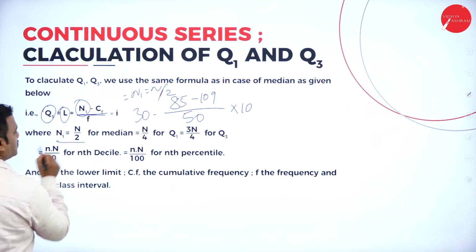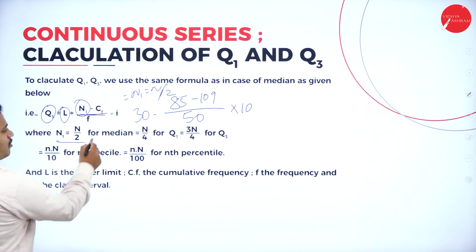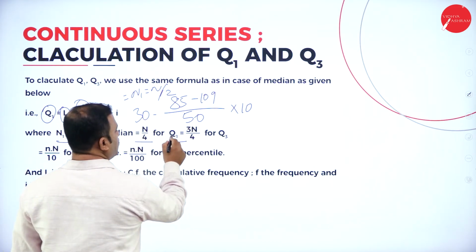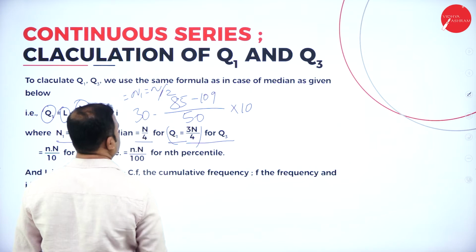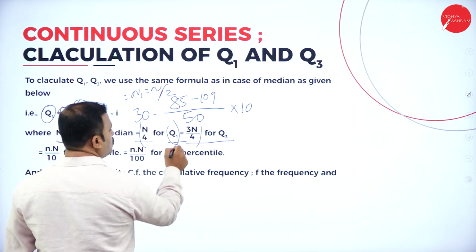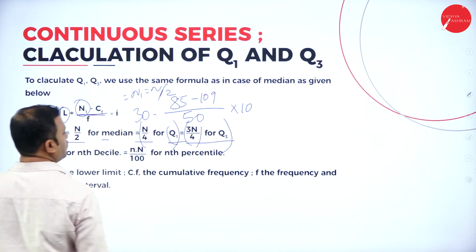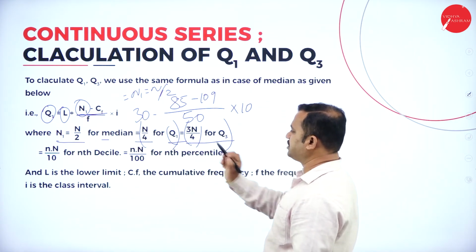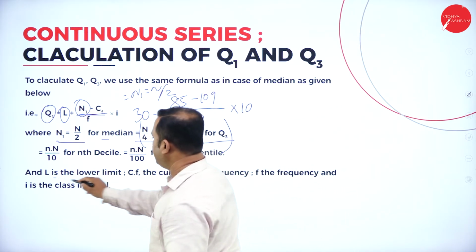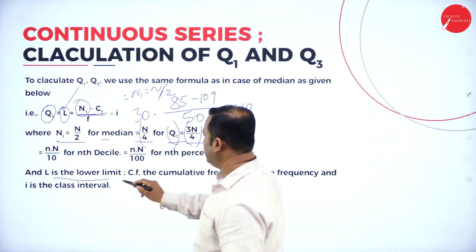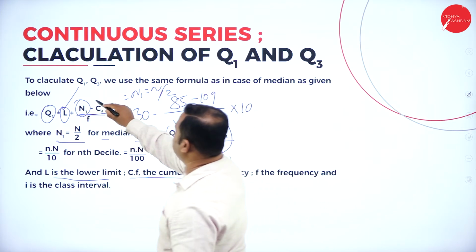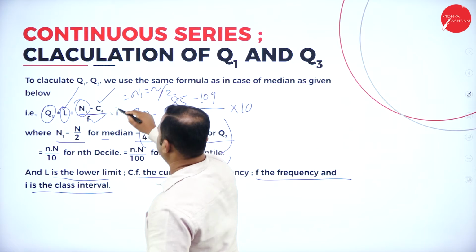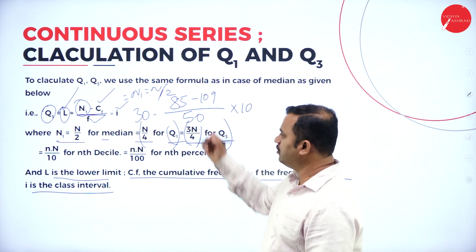Please see to it here where N1 is equal to N by 2 for median, N by 4 for Q1, and 3N by 4 for Q3. We have the terms like this. Now, please see to it here, the decile and percentile. L is the lower limit. N1, CF is the cumulative frequency. F is the frequency here. And I is the class interval. Those are the terms I am using here to get the value of Q1.